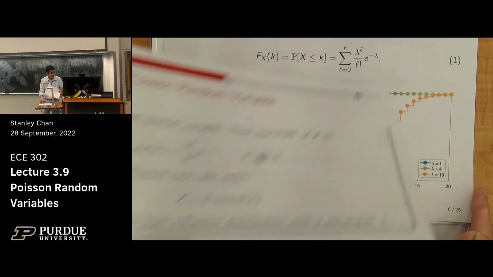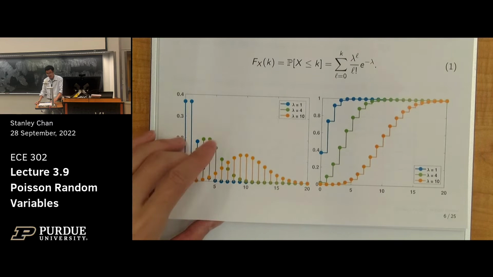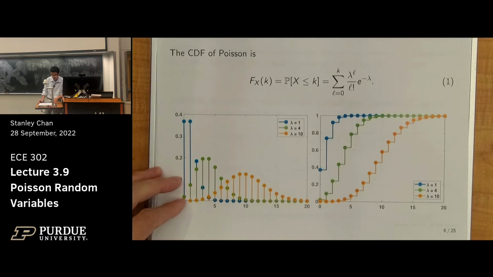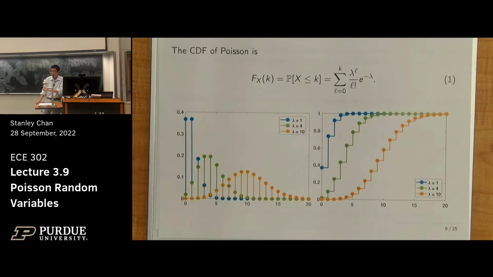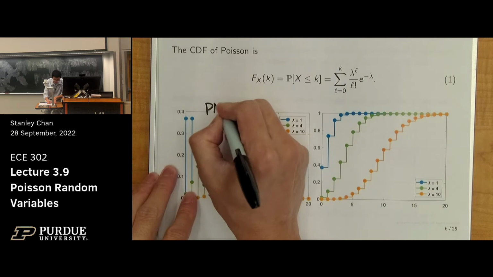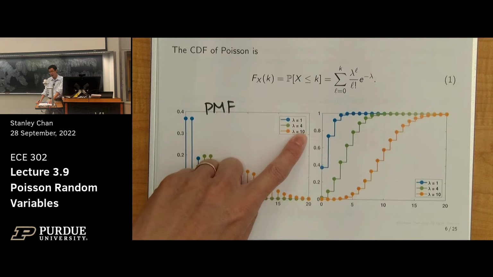Now, let us look at the shape of this random variable. This is the CDF of a Poisson random variable, and the CDF is nothing but the cumulative sum of the Poisson distribution. So if I tell you all these Poisson PMFs, then you can draw the CDF. But before I go to the CDF, let's go to the PMF for a moment. This is the shape of the PMF for lambda equals 1, 4, and 10. Lambda equals 1 is a very small lambda. It means that on average, you get one photon for the duration that you study.